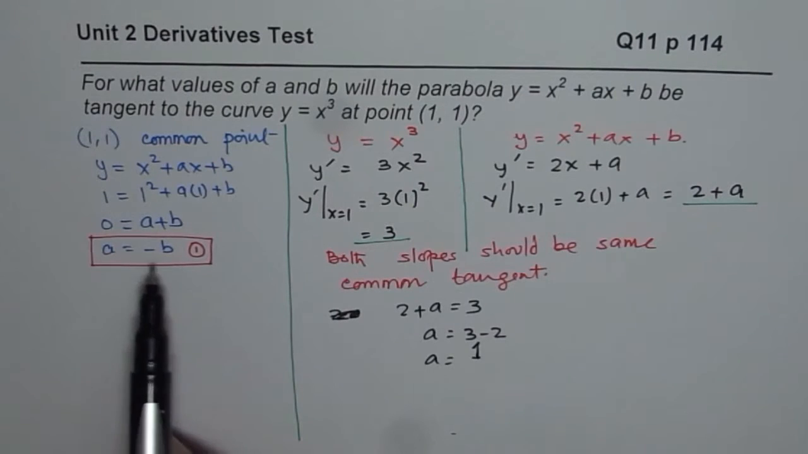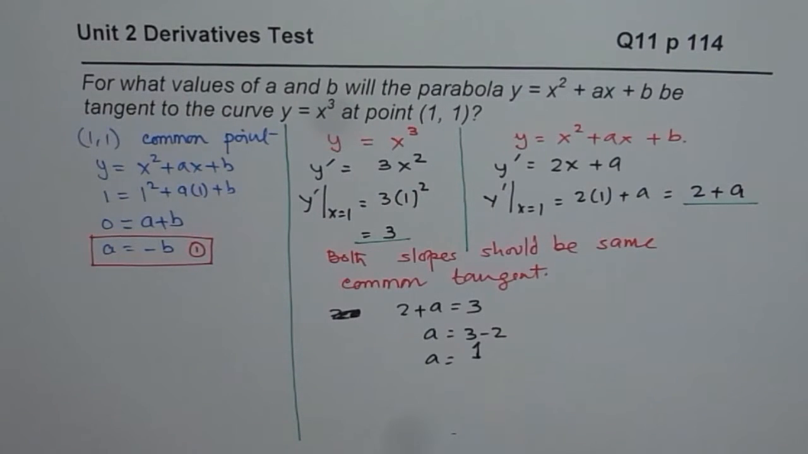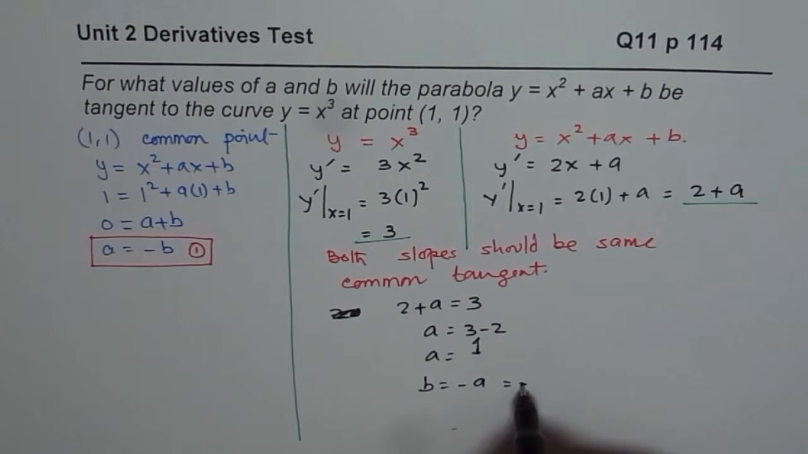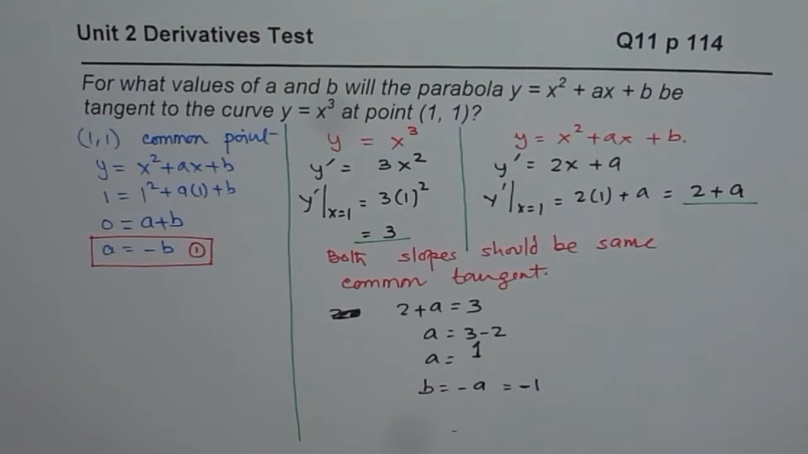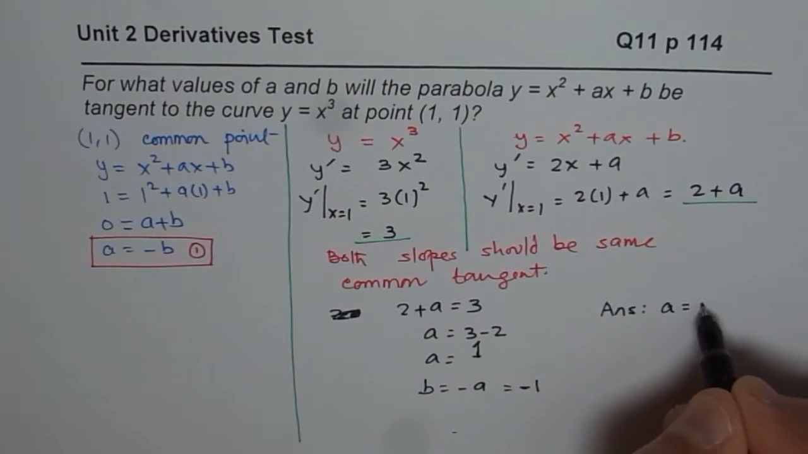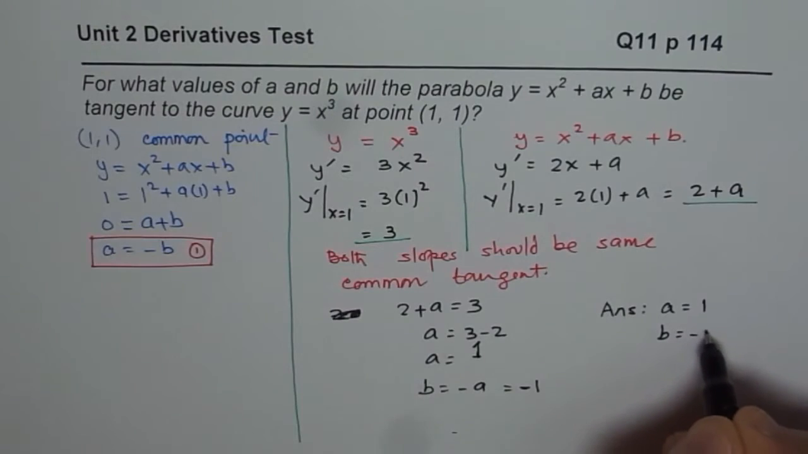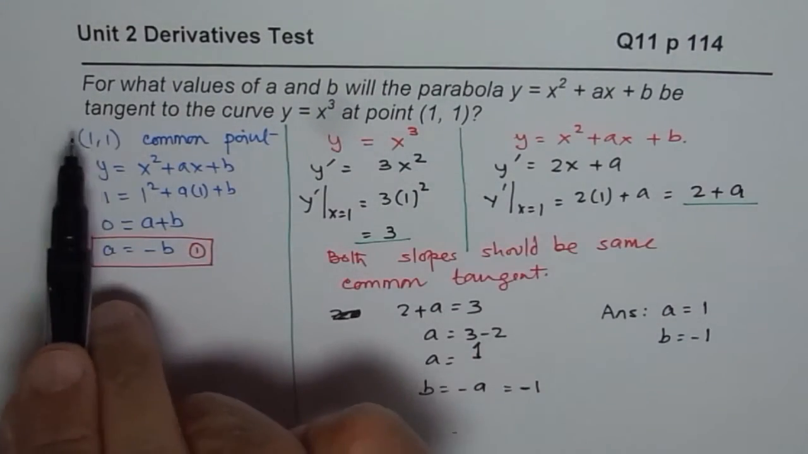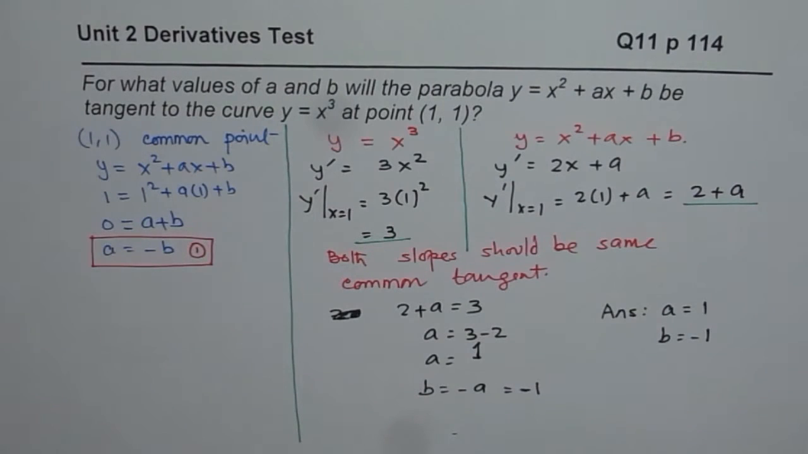From the first equation, we know a equals minus b. So b equals minus a, and that should be equal to minus 1, correct? And so we get our answer: a equals 1 and b equals minus 1. So for what values of a and b will this parabola be tangent to this curve? It is a equals 1 and b equals minus 1.